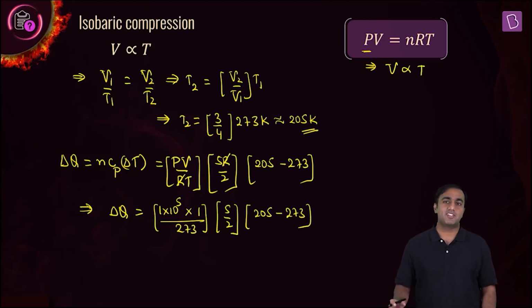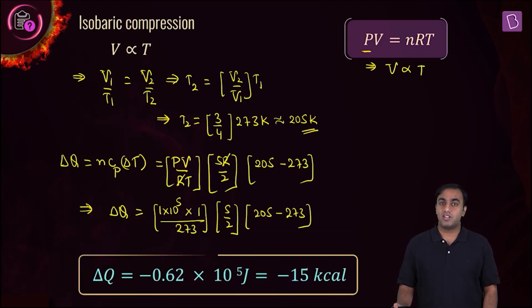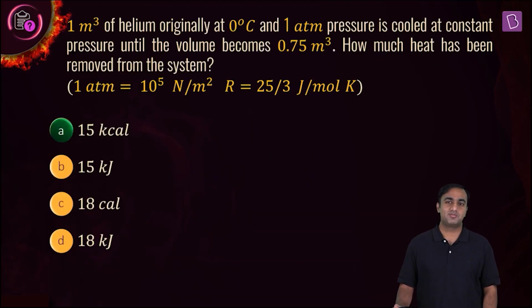If you simplify this, since all the values are in SI unit, the final value in joule turns out to be 0.62 into 10 to the power 5. There's a negative sign here because you're looking at the heat removed from the system. Delta T turns out to be negative. And if you convert that into calorie, it turns out to be minus 15 kilocalorie. That's your final answer. The correct option for this question is A.